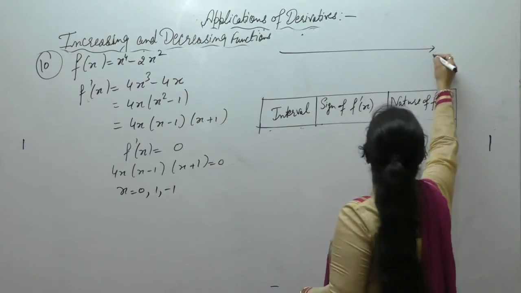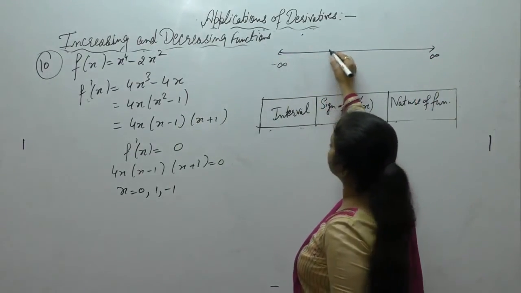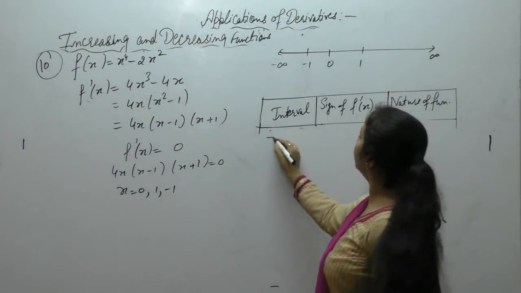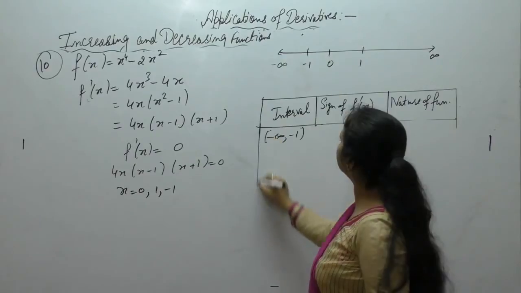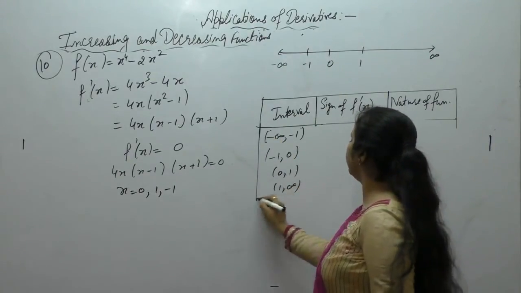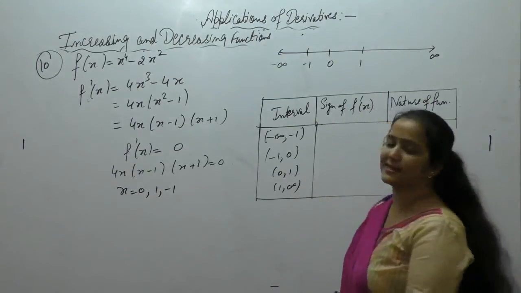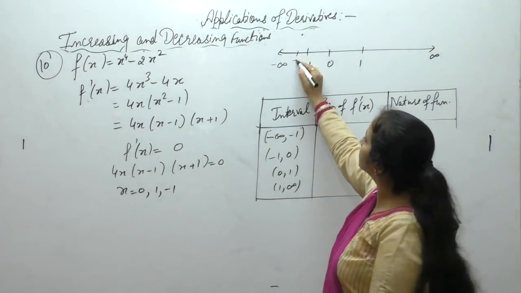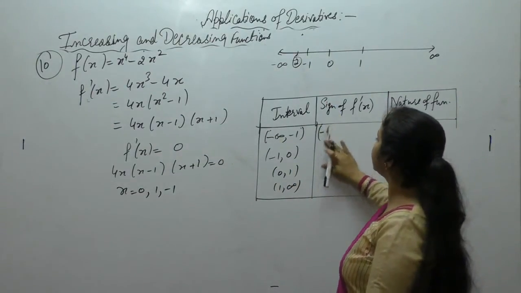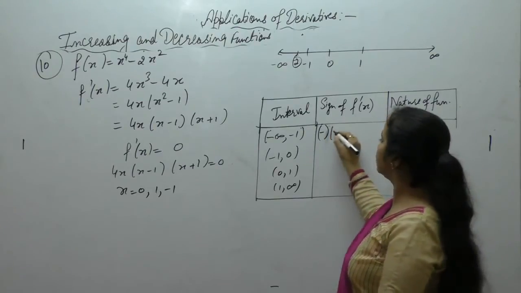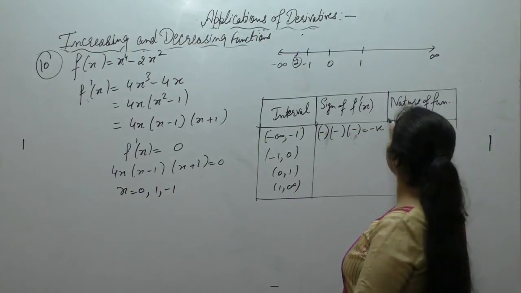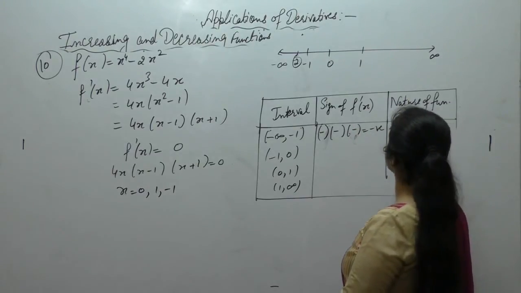Now draw these points on number line: minus infinity, minus 1, 0 and 1. Now between minus infinity to minus 1, minus 1 to 0, 0 to 1 and 1 to infinity. Minus infinity to minus 1. Let the number be minus 2. 4 into minus 2, minus 8. So negative here. Minus 2 minus 1, minus 2 plus 1: negative. So negative. So the function is decreasing.